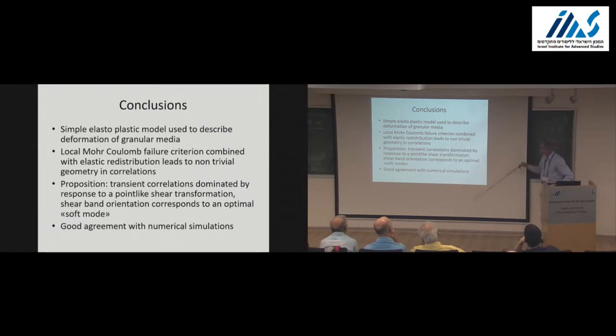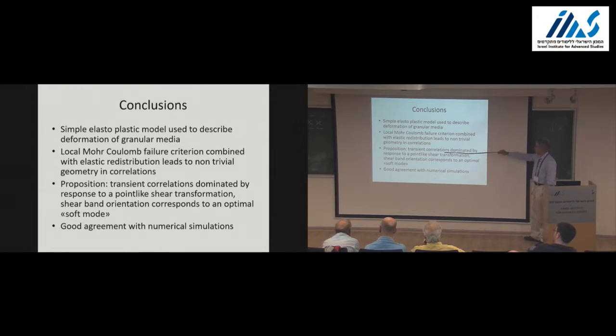Okay, so that would be my conclusion: we can use a relatively simple elastoplastic model to describe the deformation of granular media, and interesting stuff arises if you combine a local criterion, a local Mohr-Coulomb criterion, not just a von Mises criterion, with elastic redistribution. So we have interesting stuff in plasticity combining friction and elasticity.